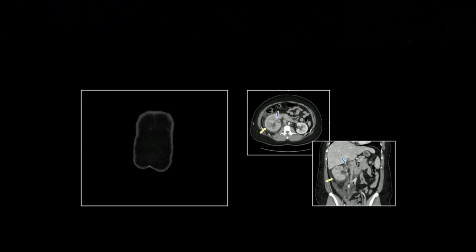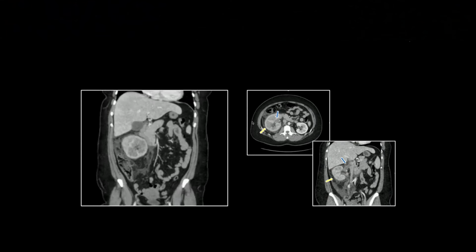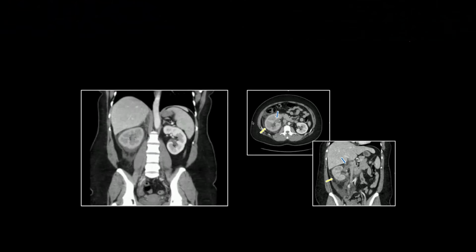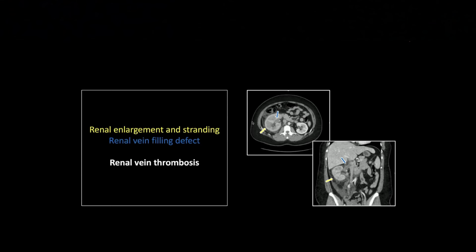All right, let's look on the coronal, which really lays it out nicely. A lot of stranding, massive enlargement of that kidney, and then a filling defect pretty much running the whole extent of that right renal vein. All right, so that is bland renal vein thrombosis.